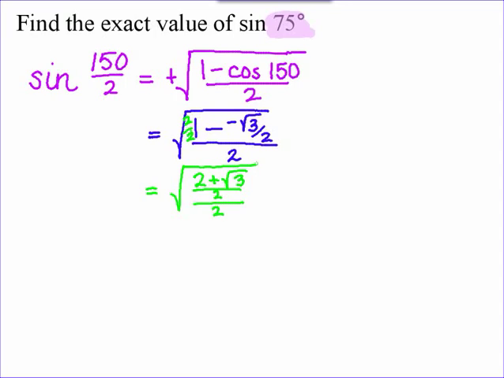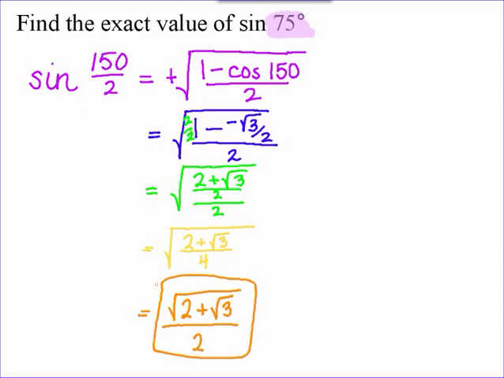You really got 4, but that's not in the formula. Which is really square root of 2 plus root 3 all over 4. So what is your final answer? Square root of 2 plus root 3, all over 2. There you go. Questions?